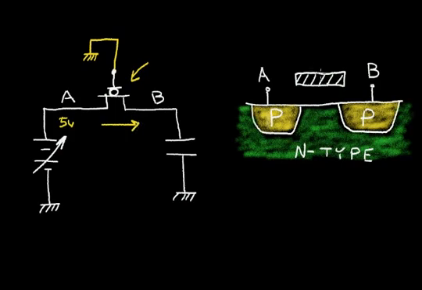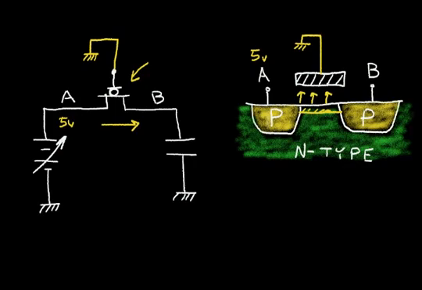So let's look at what's happening in the channel region. This gate is grounded. This point A is at 5 volts. That causes a strong electric field in this direction that attracts the holes to the surface and forms a conducting channel between point A and point B. So this PMOS transistor does a good job of transferring a high voltage from point A to point B.